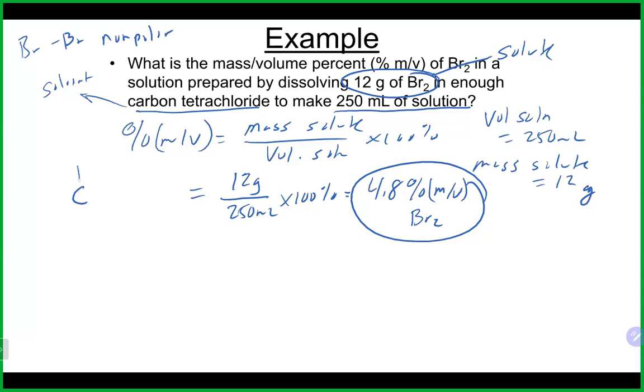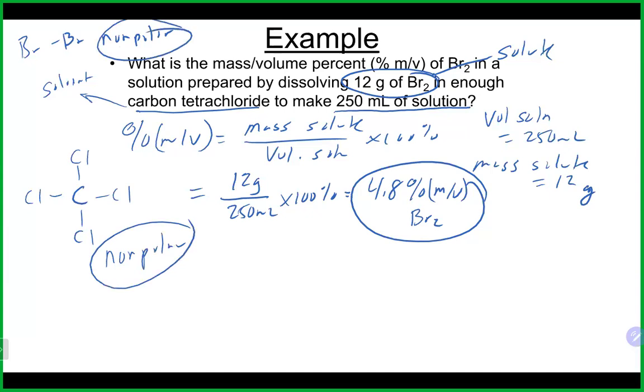Carbon tetrachloride, if you draw it really quick without all the electrons, is a symmetrical geometry where everything on the outside is the same, and that is nonpolar as well. So nonpolar and nonpolar, all good, right? So that's going to mix. They're both using dispersion forces, so they're good to go. They're going to mix really well.